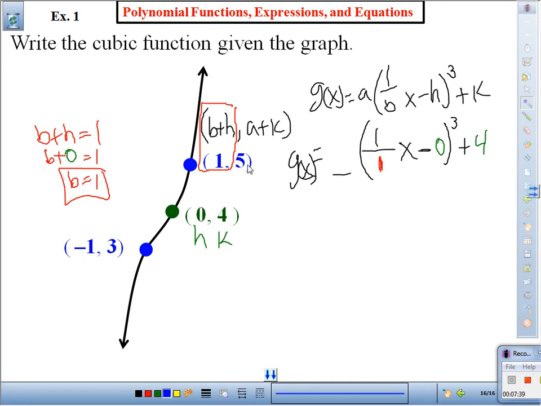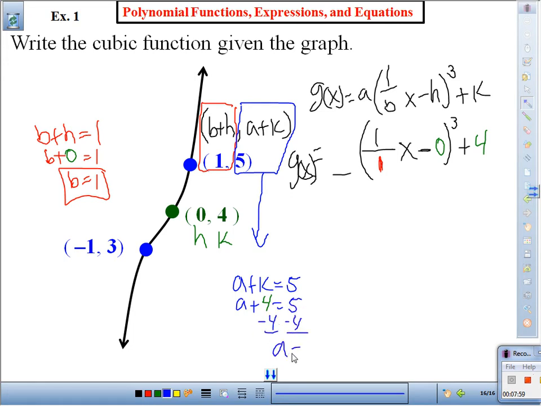So what does that mean with the other one? That this matches that. So what do I have? a plus k equals 5. And instead of k, what do I write? 4. So I end up with a plus 4 equals 5. Minus 4, minus 4. a equals 1. And that goes right there. All I'm left with is to simplify. g of x equals, do I need to write the 1? Do I need to write 1 over 1? Do I need to write the 0? So what do I have left? x to the what? x plus 4.